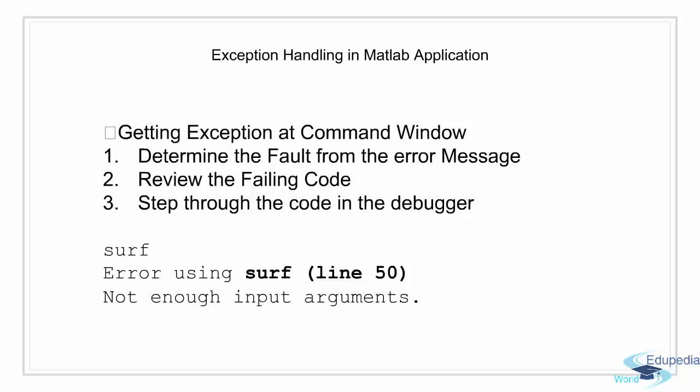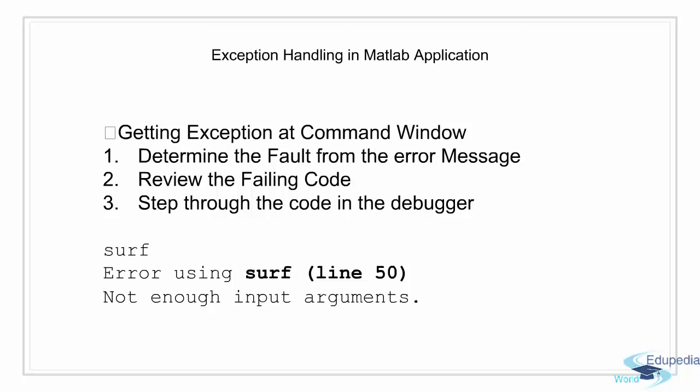Getting an exception at the command window. When there is an exception thrown at the command window, there are several ways to handle it. First is to determine the fault from the error message. Error messages shown by Matlab built-in functions and toolbox functions are quite descriptive and can be evaluated to understand at least the immediate cause of program failure. The information provided by the error message is sufficient to determine a remedy for the error.